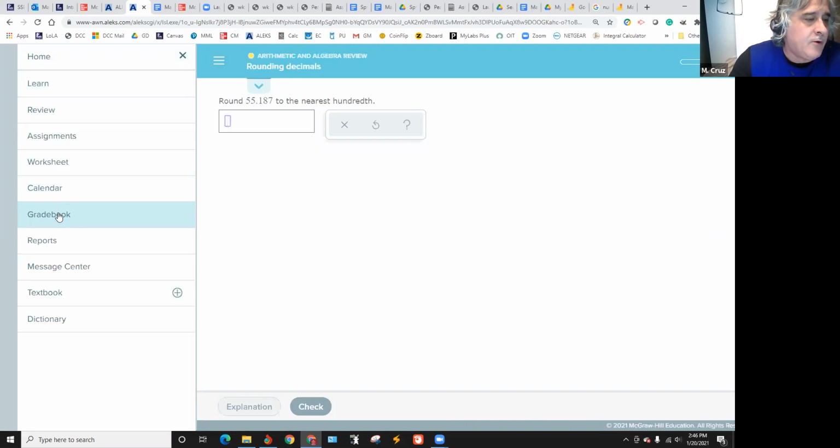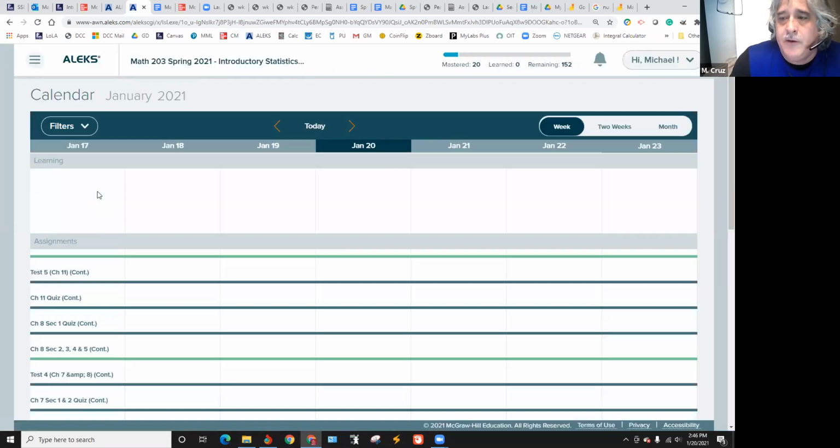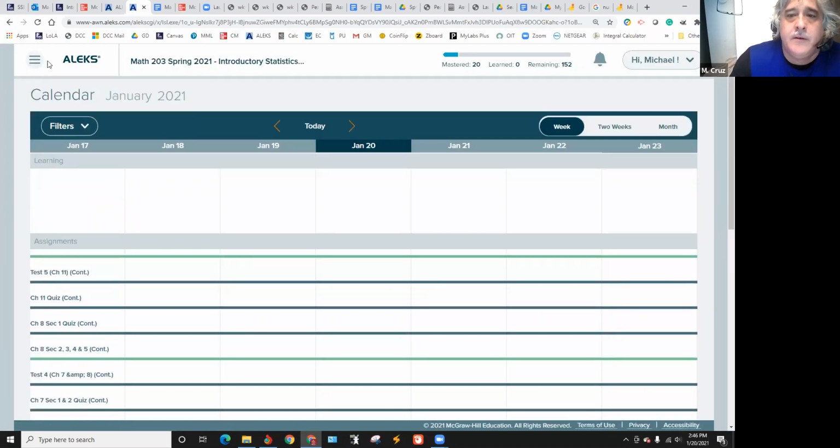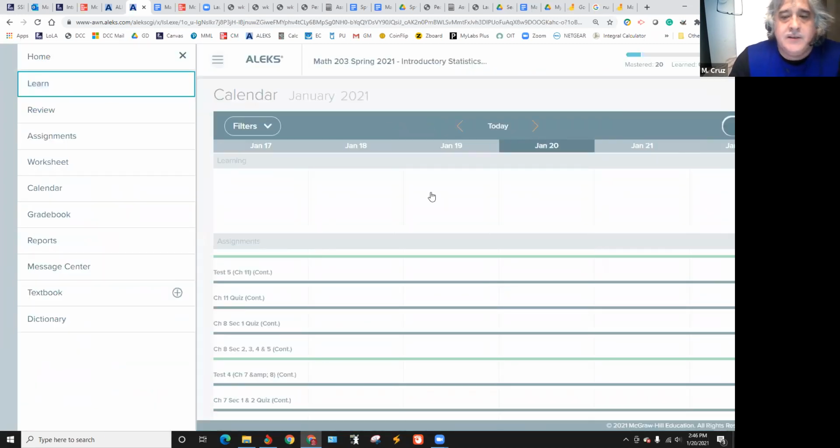But I want to try to use the Canvas grade book if I can get everything to import successfully. It's supposed to do that automatically, but we'll see. There's a calendar in there. I don't know why you would need that necessarily, but it just kind of shows you the breakdown. But anyway, that's how Alex works.